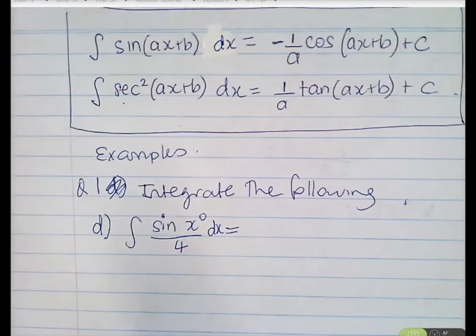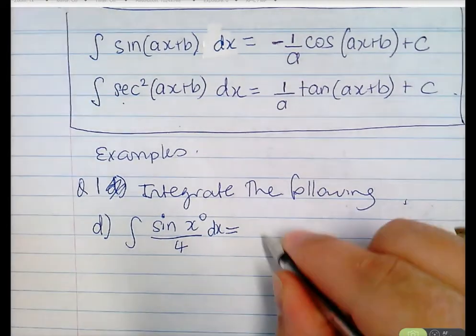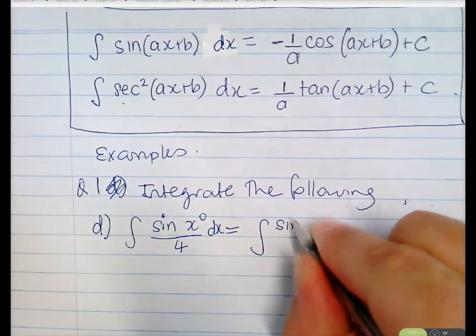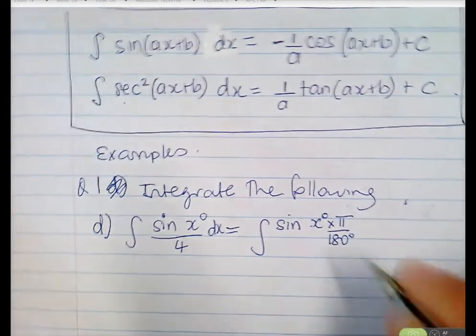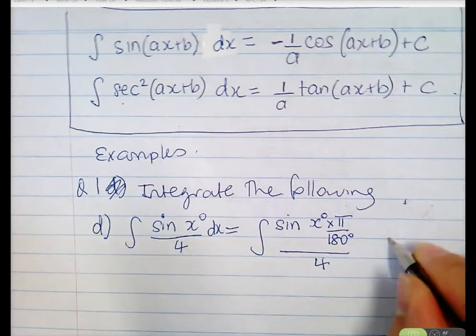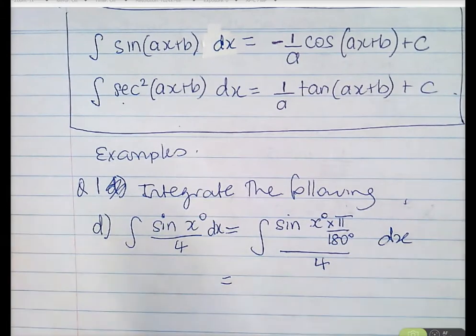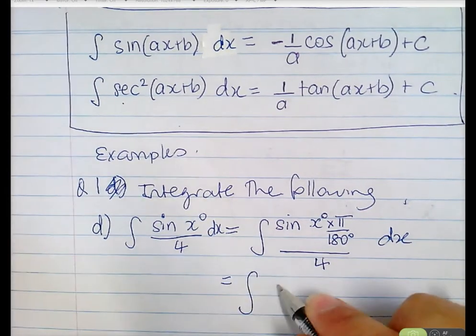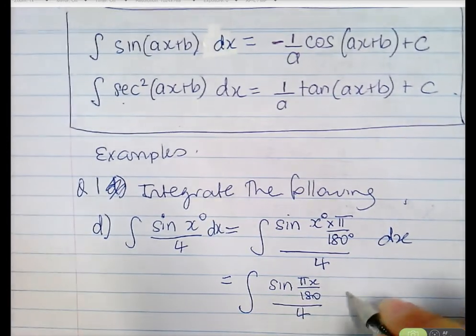This one, integrate the following: sine of x degrees over 4, with respect to x. That will be the same as integrating sine of x degrees times pi over 180 degrees, over 4 dx. Now, the degrees will disappear, so you've got pi x on 180. So it's the same as integrating sine of pi x on 180 over 4 dx.